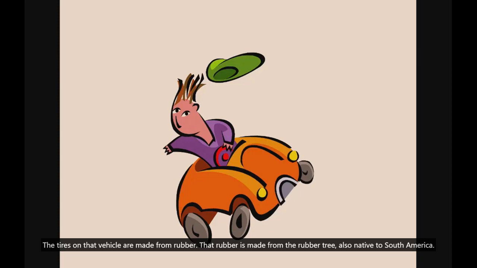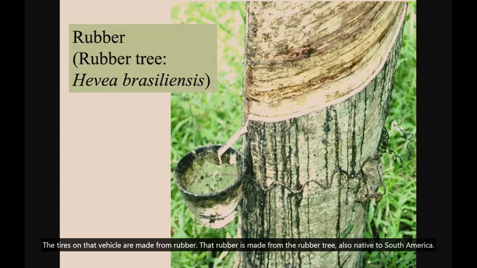The tires on that vehicle were made from rubber. That rubber is made from the rubber tree, also native to South America. The scientific name is Hevea brasiliensis, and rubber is made from this milky latex that comes out from under the bark. So you go up to a rubber tree, you slice it open, you put a pail there, and you've got the latex, and then you can turn it into rubber.